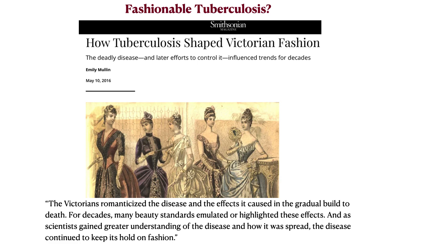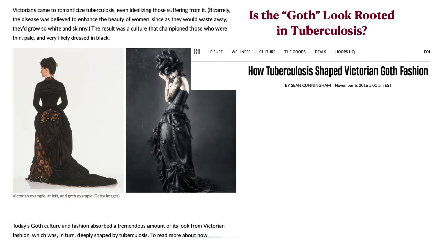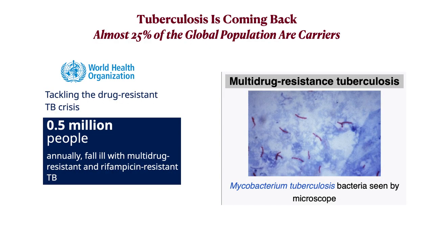And some would even go a step further and say that so-called goth fashion that we have today in some quarters of society is rooted in tuberculosis. Take this as you will. And as I briefly mentioned, tuberculosis is coming back. It's actually extremely common.